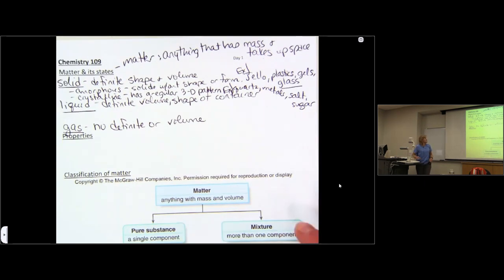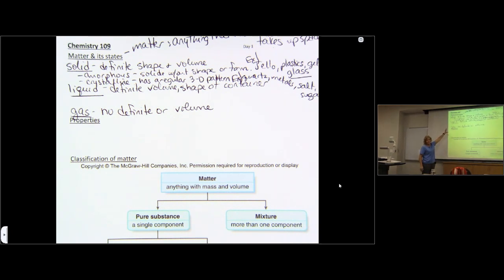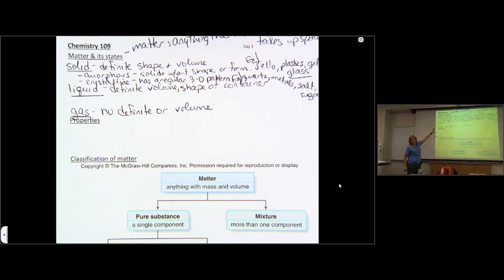Okay? So, we've talked about the big categories of matter. We know what matter is. We know we're matter. We know we do matter. We know the solids, liquids, and gases. By the way, which state are you? All of them. You're all of them. Absolutely. You're all three. And lots of things in between. No, you are all three.